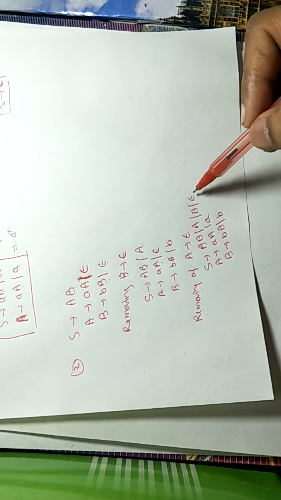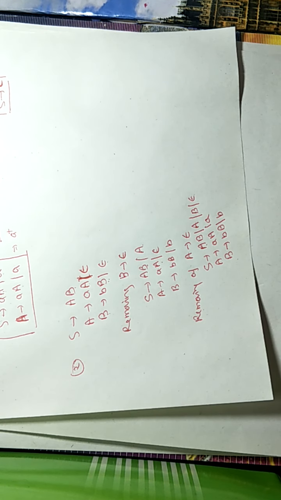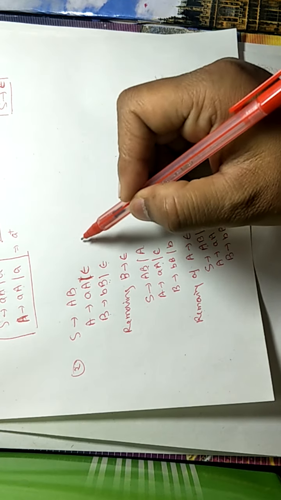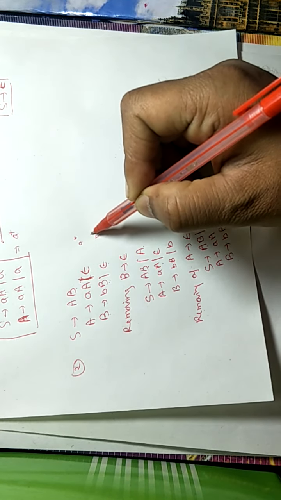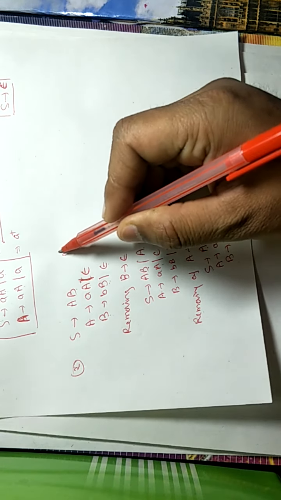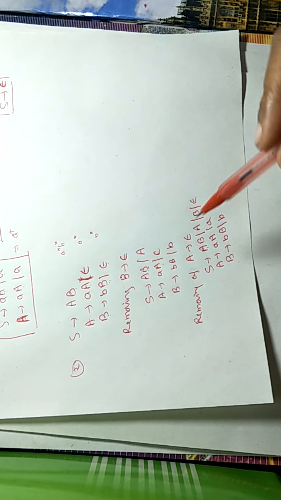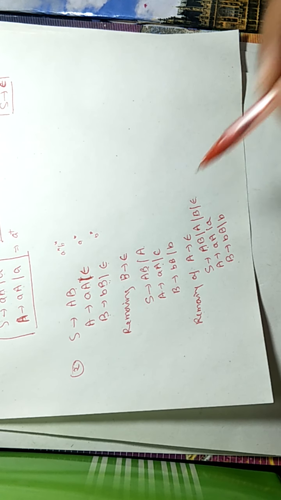Now we have S tends to epsilon, but it cannot be removed because it is part of the language. It is A closure, it is B closure. So A closure followed by B closure contains the epsilon when both are epsilon. So it should be part of the language.